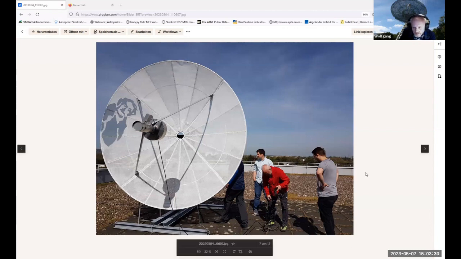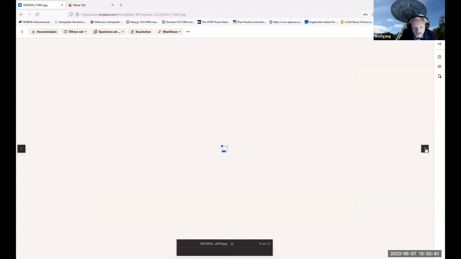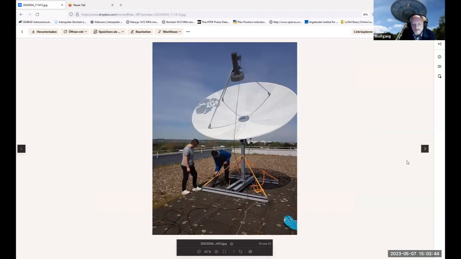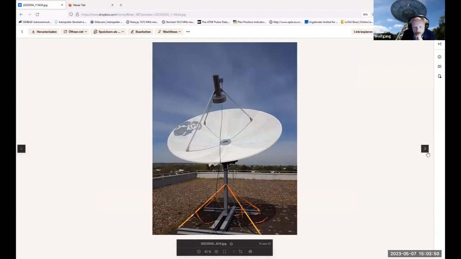Essentially, maybe I show a few more photos. There's something which you may note: the feed horn seems fairly long, unusually long for a 21 centimeter feed horn.